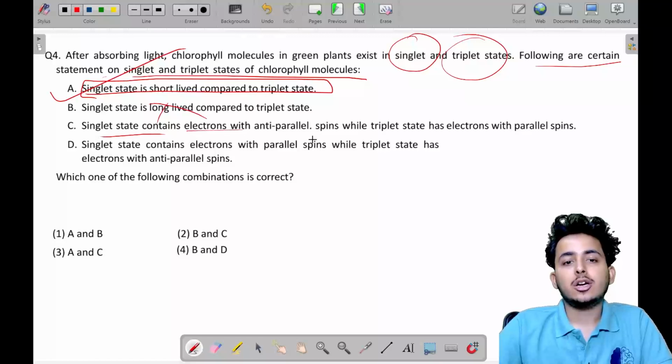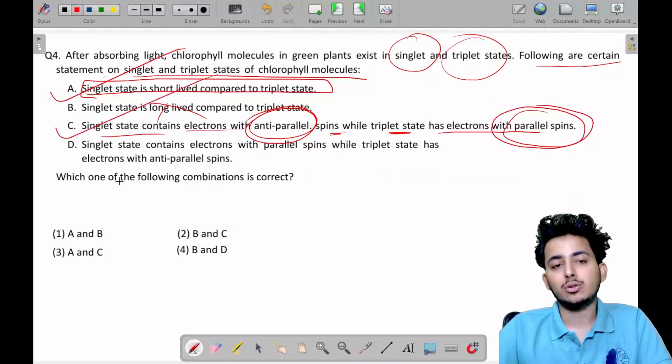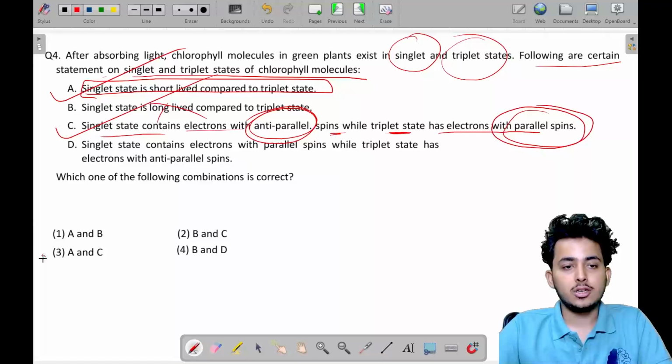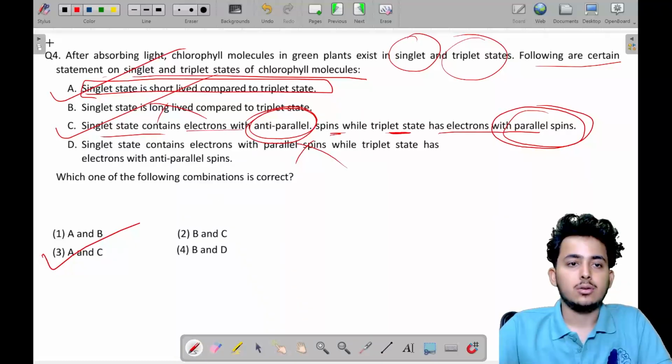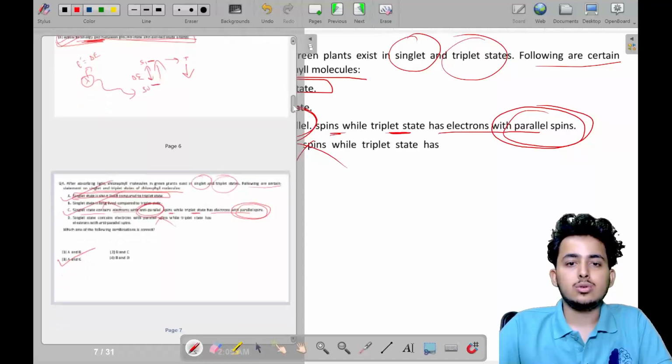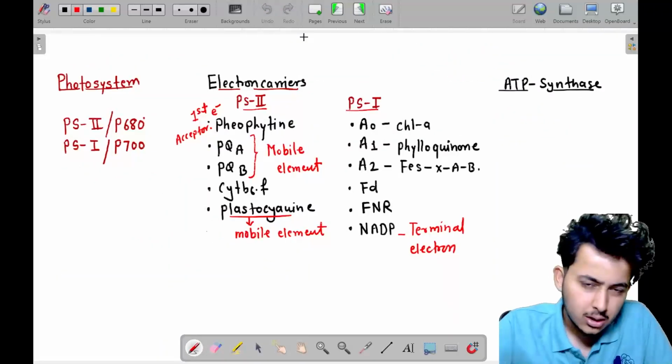Singlet state contains electrons with anti-parallel spins, while triplet state carries electrons with parallel spins. I told you that is correct. So the correct options are A and C. Okay, this is wrong, opposite statement. Okay, so once you have solved these two questions, you are good to go with the photophosphorylation.